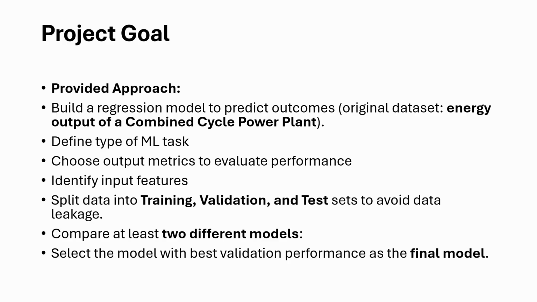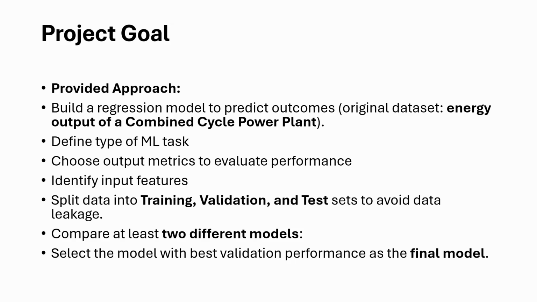Okay, so the provided approach and the project goal of this project was basically to model, using the provided approach that was given to us in the instructions, and to predict the energy output of a combined cycle power plant. It used environmental conditions as the features, like temperature, pressure, humidity, and vacuum.